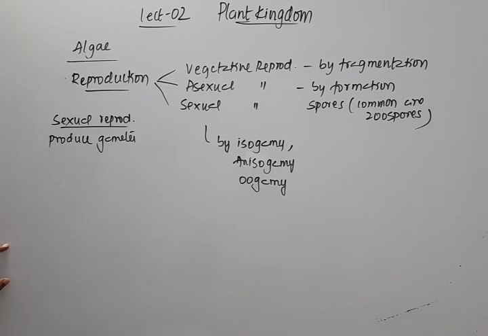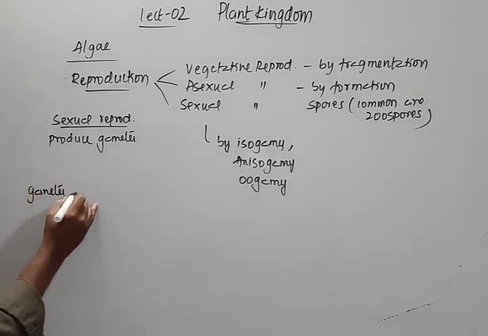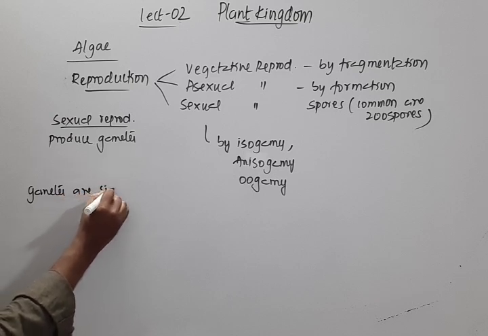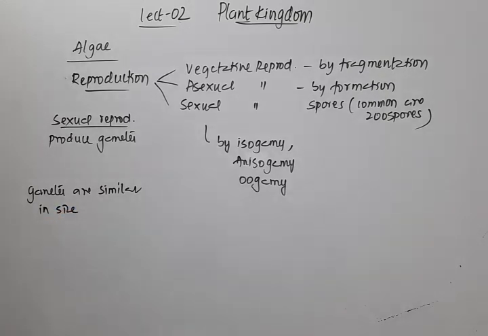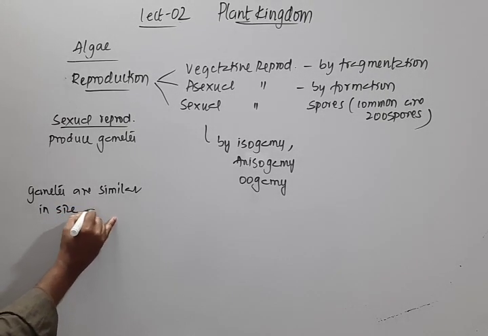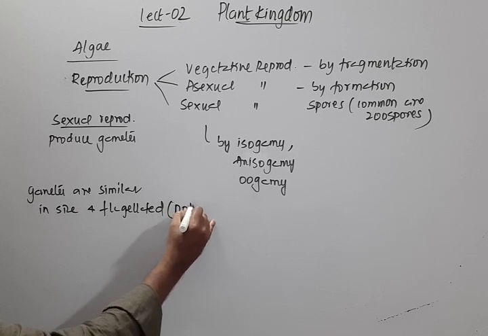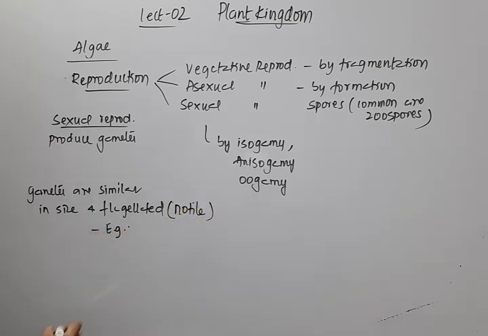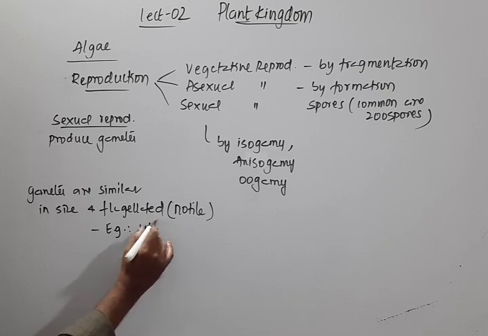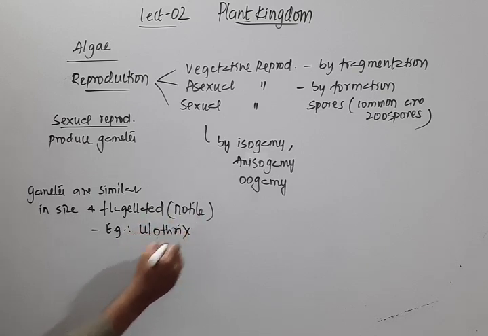Now coming to isogamy. Isogamy is the fusion of two similar gametes. Here the gametes are similar in size and flagellated, which means they are motile. Such a union of similar-sized, flagellated gametes we can see in Ulothrix.